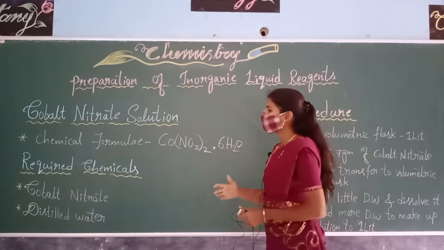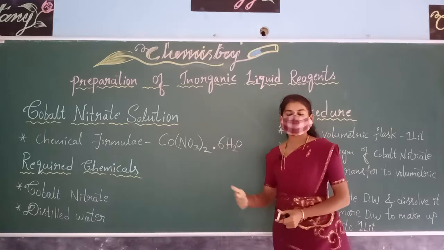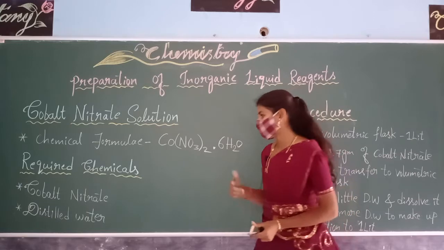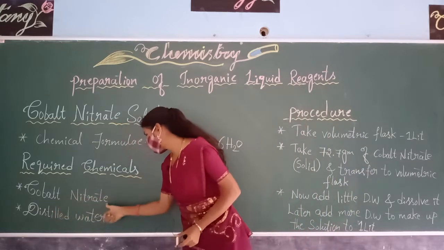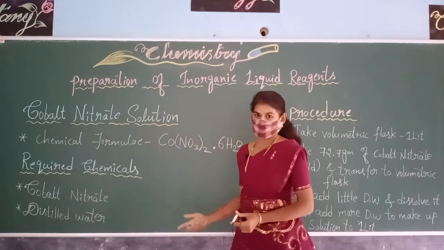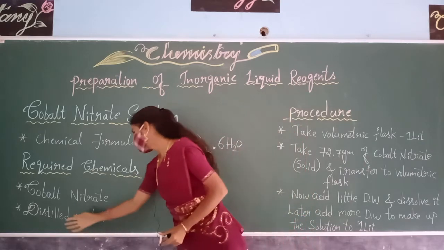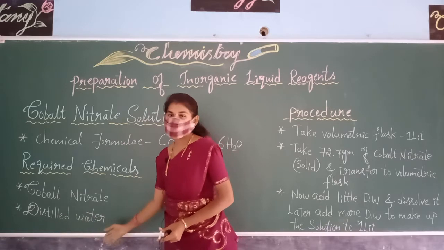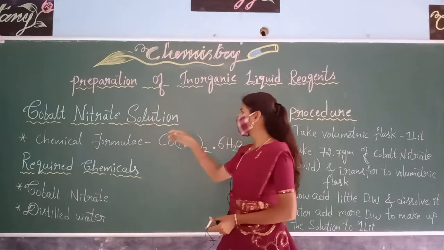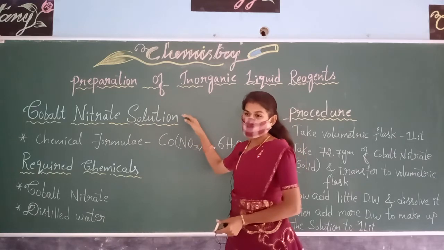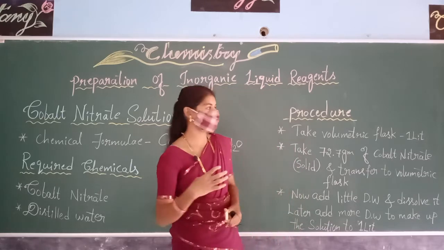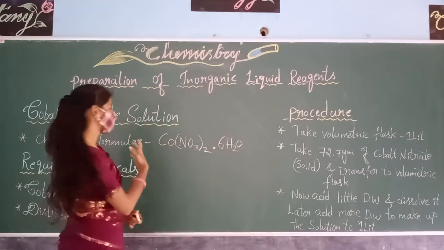So coming to what are the chemicals required for preparation of this solution. Here mainly we require two chemicals: one is cobalt nitrate in solid state, either available in crystals or pellets, right? The next one we require is distilled water, which is available in the chemistry lab. So these are the two things we require in preparation of this solution. So let's see now how to prepare this, that means what is the procedure involved in preparation of this cobalt nitrate solution.